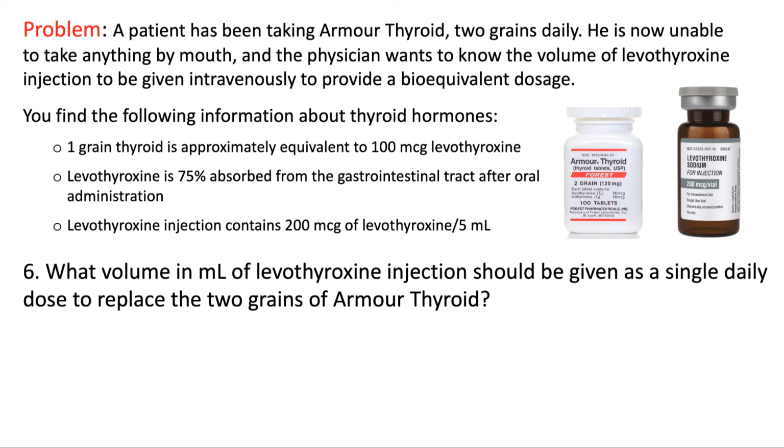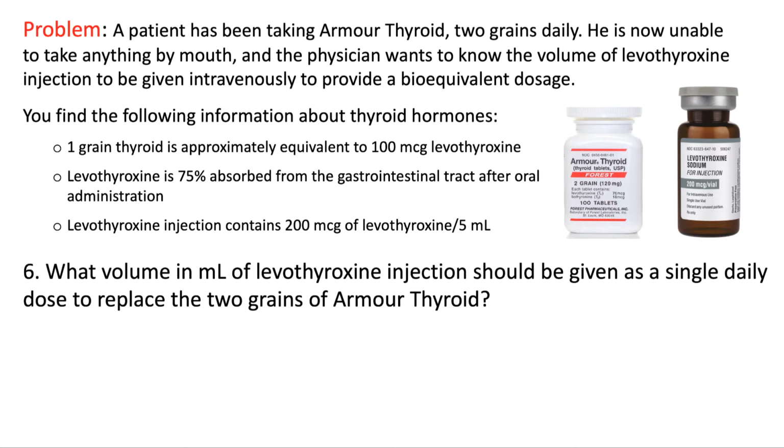Okay? So this kind of goes back to some of our pharmacokinetics review when we talked about bioequivalence. Some information you need to be able to answer this question is included: that 1 grain of thyroid is approximately equivalent to 100 micrograms of levothyroxine. So that's one thing. Also know that levothyroxine is 75% absorbed from the gastrointestinal tract after an oral administration. Remember how we said that when you take tablets, sometimes not all of the drug can actually make it into the bloodstream. Sometimes it's not completely dissolved.